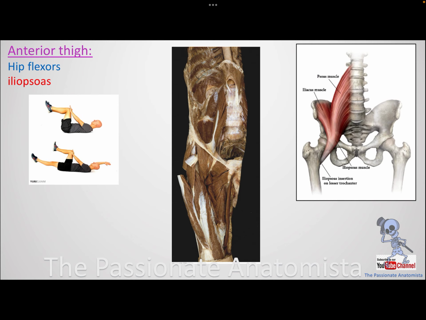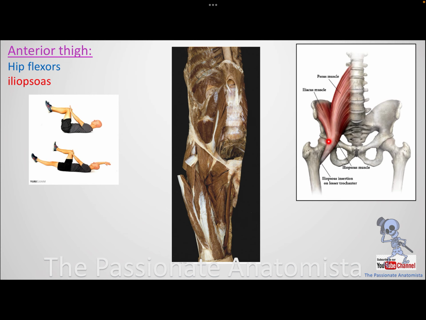So, what are the hip flexors? We have the psoas major that comes out of the lumbar spine, and then you have the iliacus that comes out of the iliac fossa of your iliac bone, and together they will form one tendon, and that tendon is going to be inserted into the lesser trochanter. So this muscle will basically do hip flexion, and the innervation would be from the lumbar nerves.